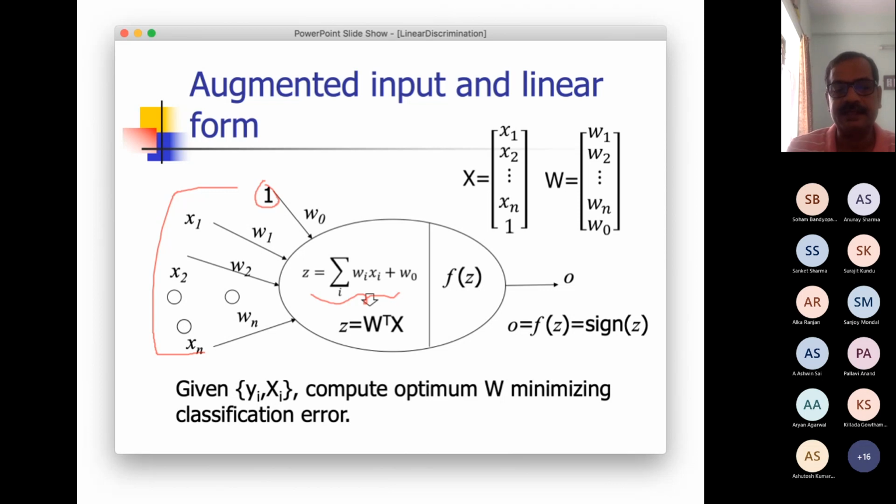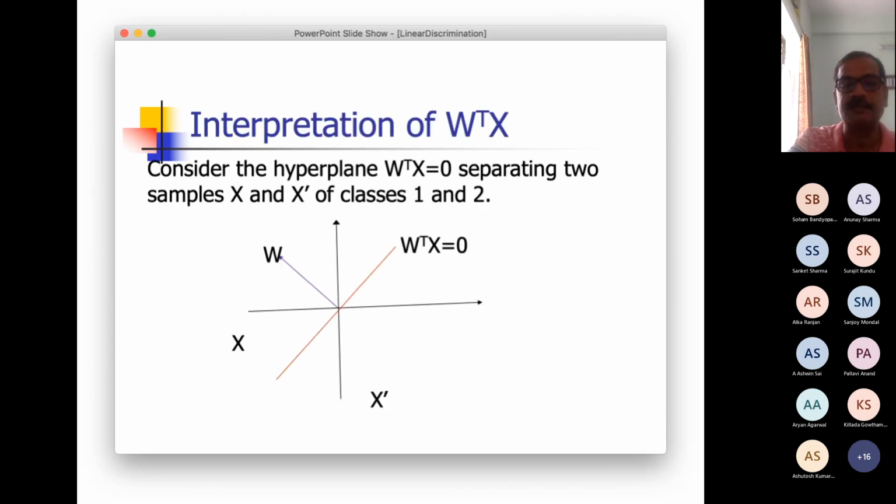So this is a given training set. That means I will be giving you n such labeled samples. Which W, or which combination of weights, or which weight vector will minimize the classification error? So that is the problem. Of course, the solution is not unique. There could be multiple solutions, and in some situations this classification error could be zero also. That means, given the training samples, we can get a W which gives exactly the correct class labels for all the training samples.